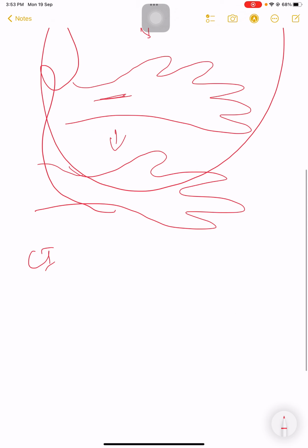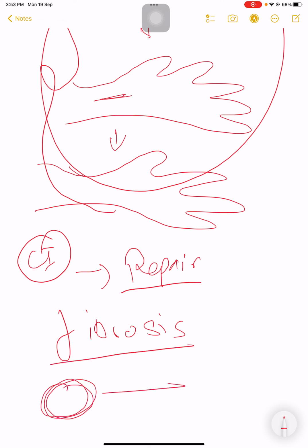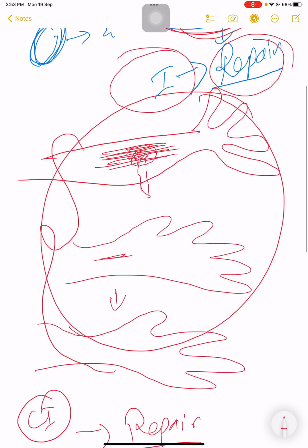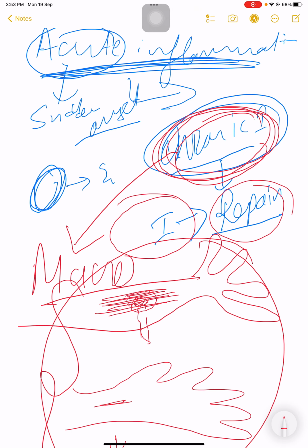Rather, chronic inflammation always follows repair. That means there is fibrosis. There is fibrosis in the end stage. First of all, there will be inflammation, and later on there will be fibrosis, which is the end stage. Remember, chronic inflammation is always associated with macrophages. So every chronic inflammation is associated with the macrophages.